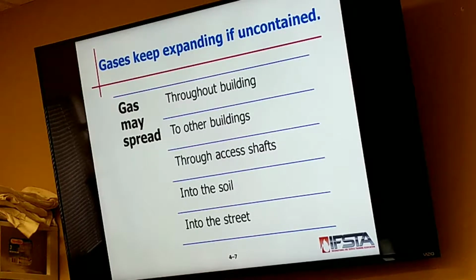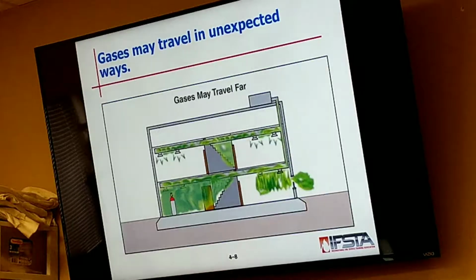So, gases are the most difficult, if not impossible to contain. Sometimes we just have to let it do what it has to do.